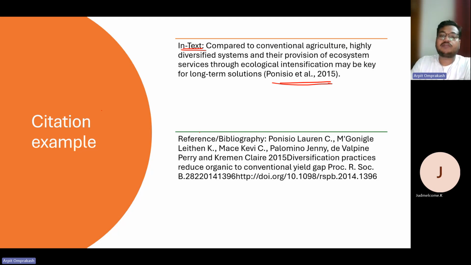Right? And when you are having a reference or a bibliography at the end of your text or written material, you can cite the whole article like this. So this is the citation that we got from Google Scholar, or the full citation that we got from Google Scholar or PubMed Central.